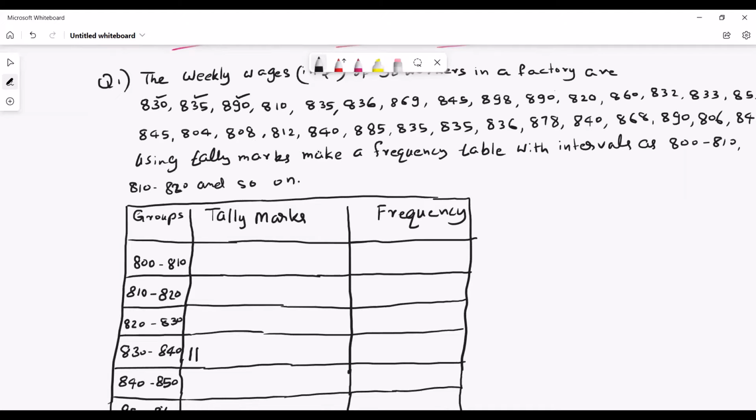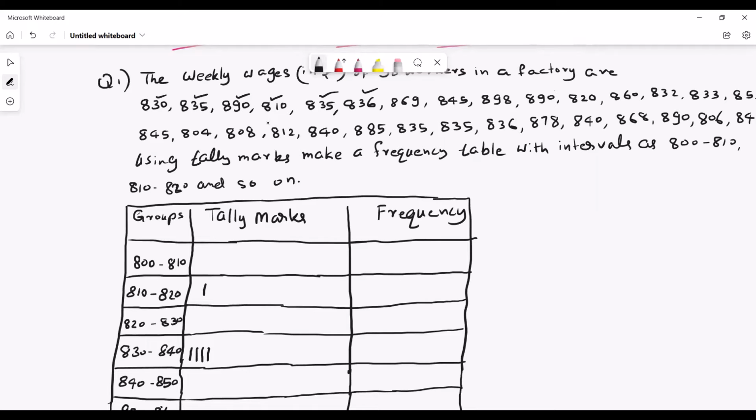890 we have considered. Now the next one is 810. So that is also coming in contradiction like that. It is coming 810 in first as well as in second. So as per my convincing explanation, we have to mark here in 810 to 820. Now 835 is coming. So obviously that will come here in this group, and we have to mark here also. Then 836 is coming, that also will come here only.